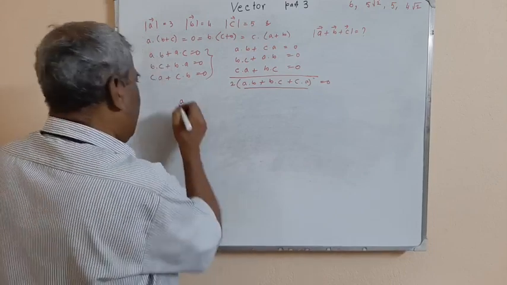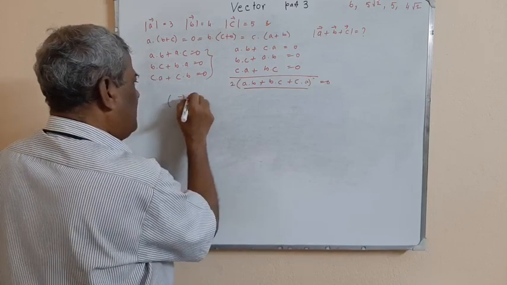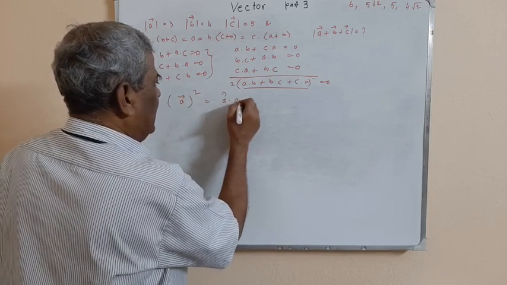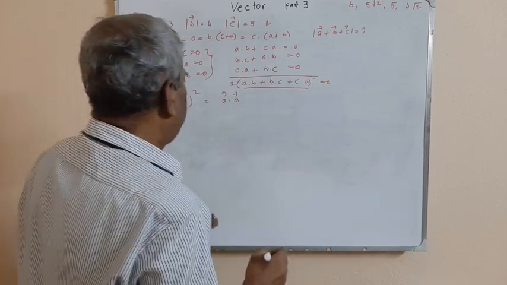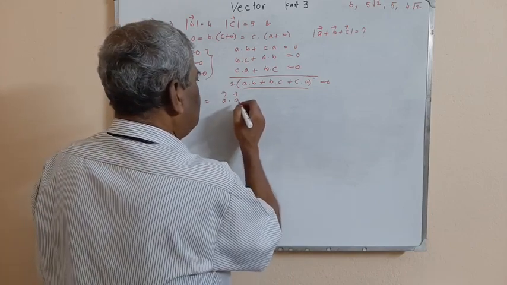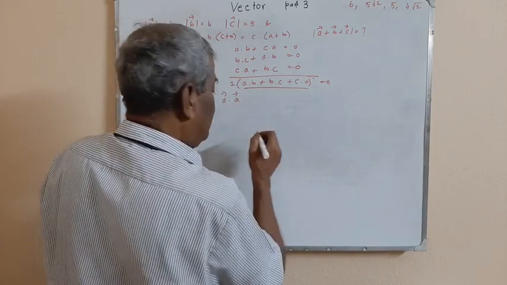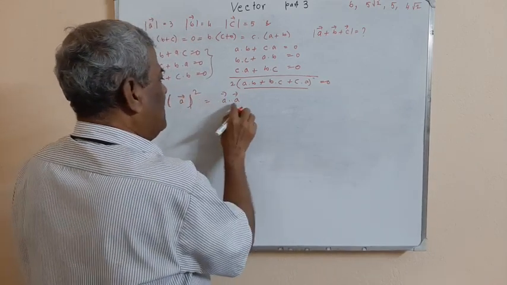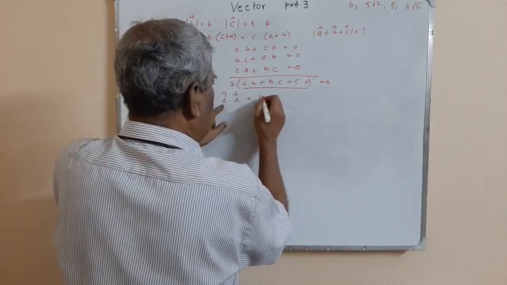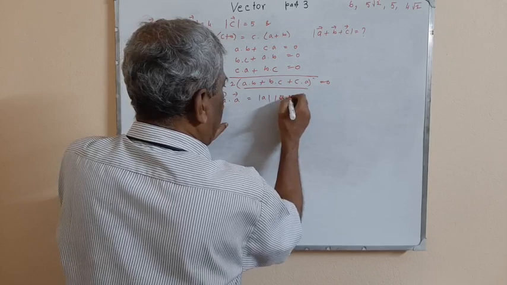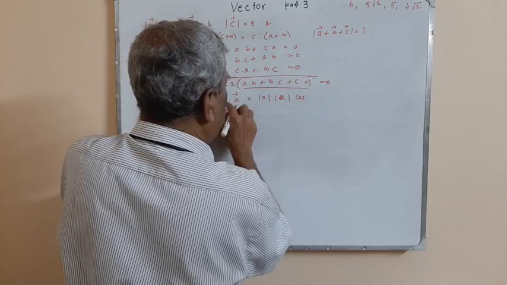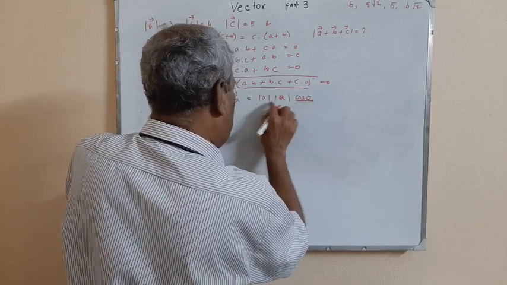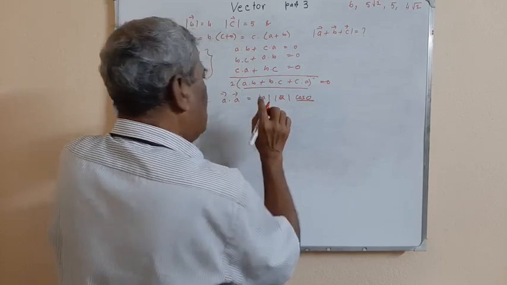Moreover, we know that vector A whole square is equal to vector A dot vector A, because it is actually magnitude A times magnitude A times cos of the angle between A and A, which is 0, and cos 0 is 1. So magnitude A square is equal to A dot A.